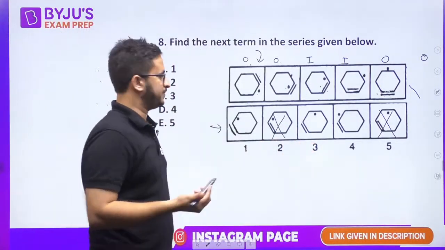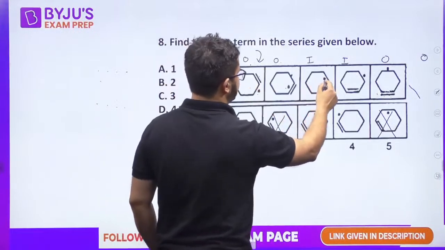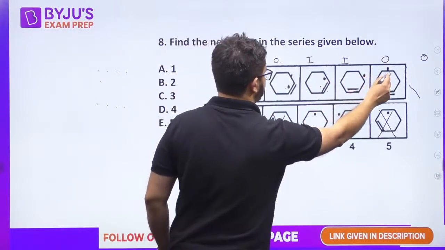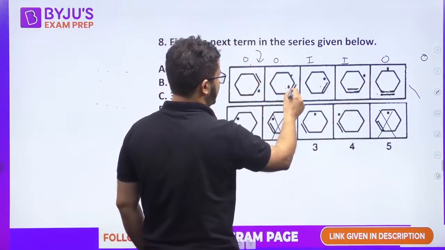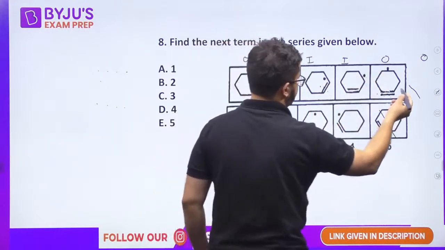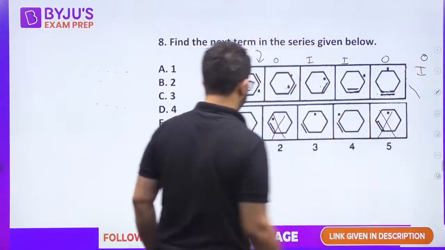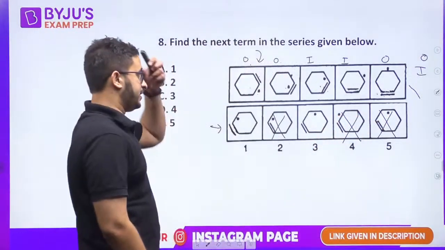Now we will look at the dot, okay. How is the dot going? Dot is outside, inside, inside, outside. This is out, in, out, out. So this should be inside, okay. The dot should come inside. So we can eliminate this option, it cannot be outside, it has to be inside.